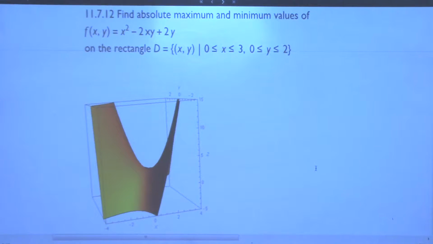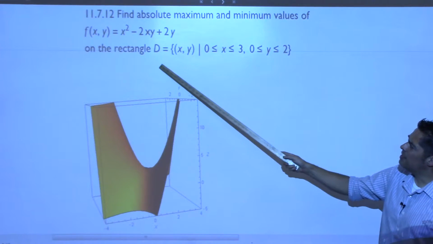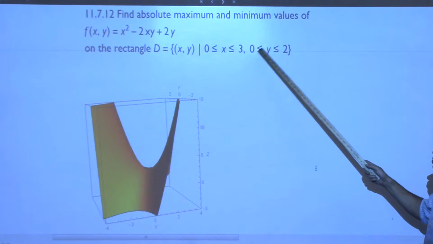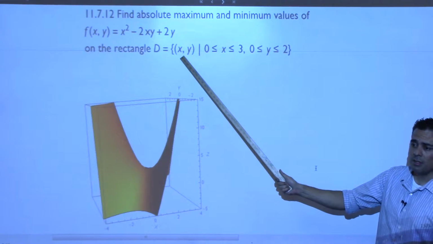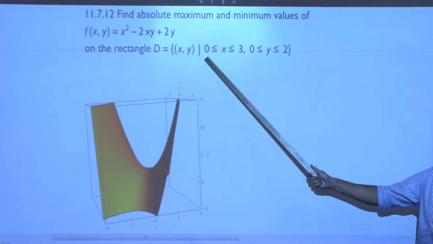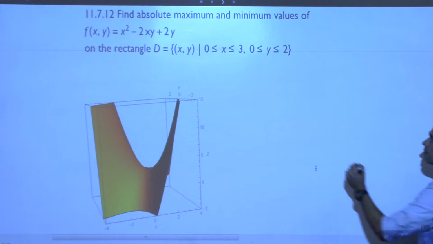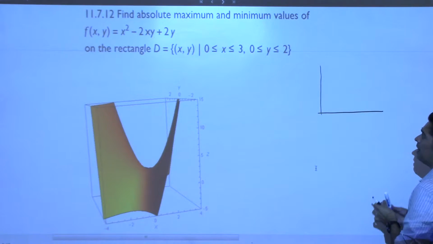All right? So we're looking for the absolute maximum and minimum value of this function on the rectangle D, equal to the set of x and y such that x is between 0 and 3 and y is between 0 and 2. So we have to understand what that means first. This is set notation. It's all ordered pairs in two-dimensional space where your x's are bounded between 0 and 3, your y's are bounded between 0 and 2. What does that look like in two-dimensional space? Rectangle?